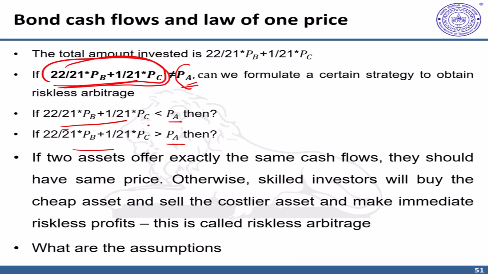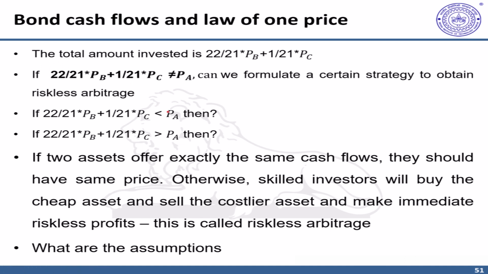The law of one price suggests in this scenario that two assets, in this case one is PA, the other is this bond portfolio, if they have the same cash flow profile in terms of risk and nature of cash flow, they should have the same price. That means PA should be precisely equal to this. Otherwise, skilled investors will buy the cheap asset and sell the costlier asset and make riskless profits. This is called riskless arbitrage.